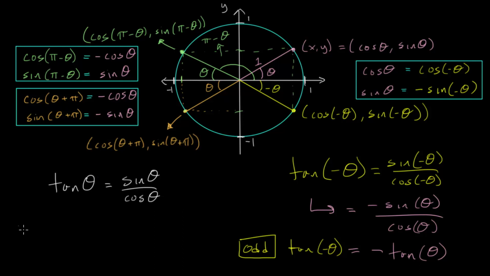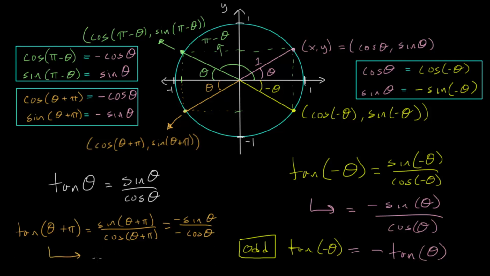theta. So we want the tangent of theta plus pi. So this would be equal to the sine of theta plus pi divided by the cosine of theta plus pi. And we know that the sine, when we add pi to our angle, we just get back the opposite of the sine function. And likewise for the cosine, we get back the opposite of the cosine function. But both of those will cancel out so that this is equal to the tangent of theta.